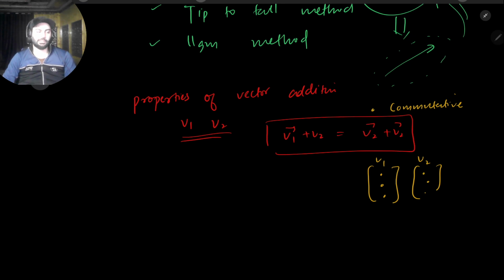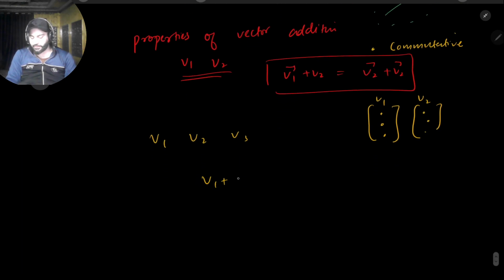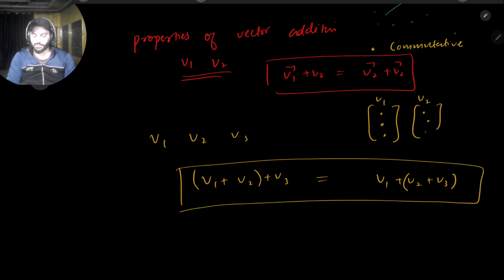It's also associative. Associative means if we have three vectors v1, v2 and v3, we can compute the vector addition like this. Let's first combine v1 plus v2, then add v3 to the resultant that we got. Or we can first add vectors v2 plus v3, then add v1 to it. This will give you the same result. So this property is called associativity. So vector addition is also associative.